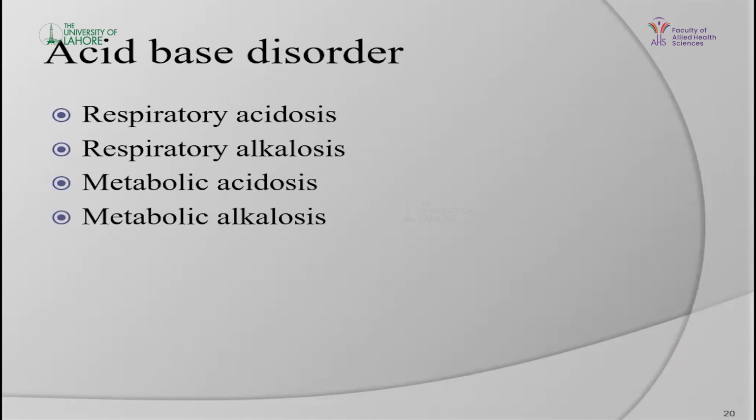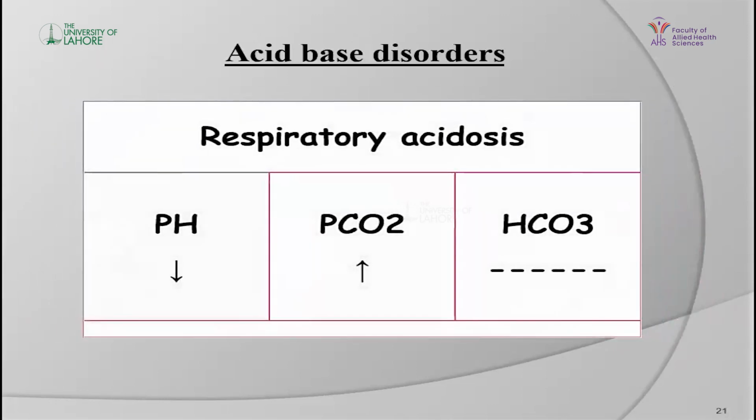The disorders of ABGs are respiratory acidosis, respiratory alkalosis, metabolic acidosis and metabolic alkalosis. Firstly, we discuss respiratory acidosis. In respiratory acidosis, pH is declined and the concentration of carbon dioxide in arterial blood is increased. The nature of carbon dioxide is acidic, so it declines the pH of the blood.